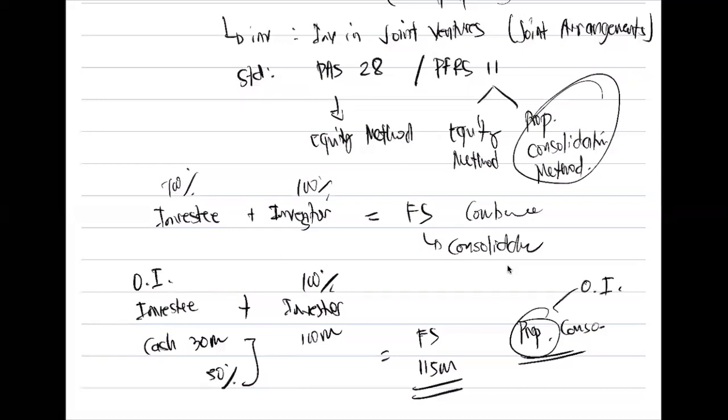But if that is consolidation, what we do is we add the two items. So for example, investor has 30 million cash and investee has 100 million cash. We combine the two, regardless of your ownership interest. So 130 million. In proportionate consolidation, we take a look at your ownership interest. In consolidation, we do not look into your ownership interest. We consolidate the financial statements, meaning we do not get a proportion out of the investee's assets and liabilities.